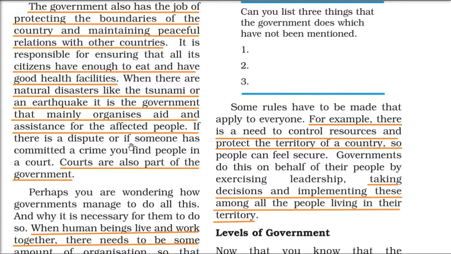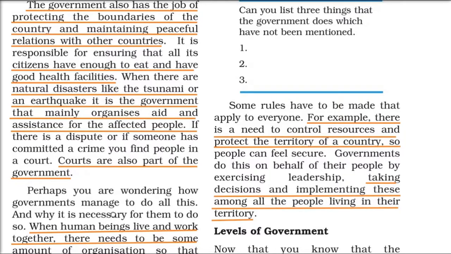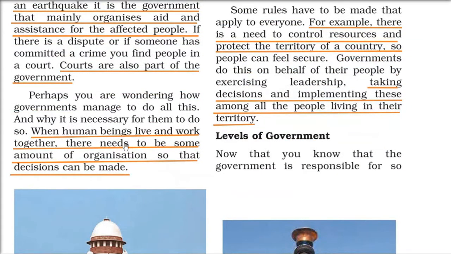And sometimes there is always conflict. When people are there, there will be conflict. So they can go to courts. So courts, Nyalaya, the judiciary is also a part of government. Whenever human beings live, there may be some good things, there may be bad things. So we need some discipline, some proper organization. That is, some decisions have to be made about how the people are going to live, how the people as a society are going to flourish.